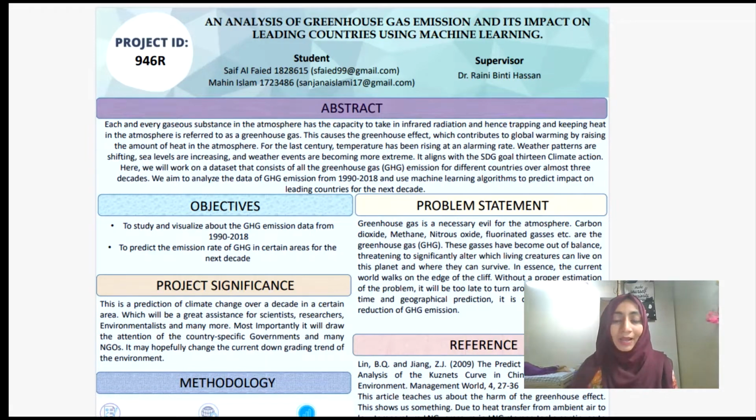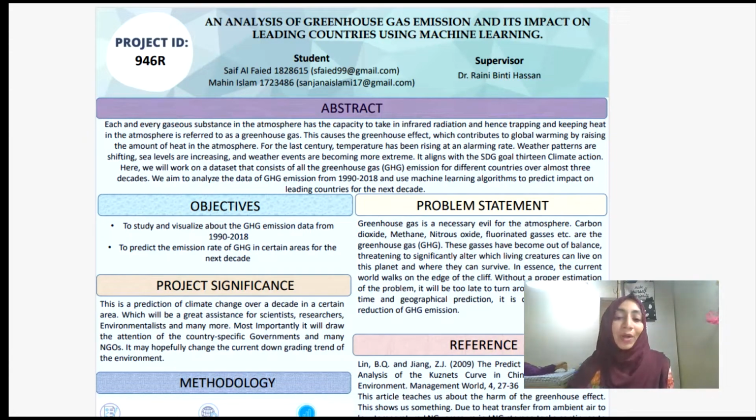data sets that consist of all the greenhouse gas emissions for different countries over almost three decades, and we aim to analyze the data of greenhouse gas emission from 1990 to 2018, and we are using machine learning algorithms to predict the impact on leading countries for the next decade.